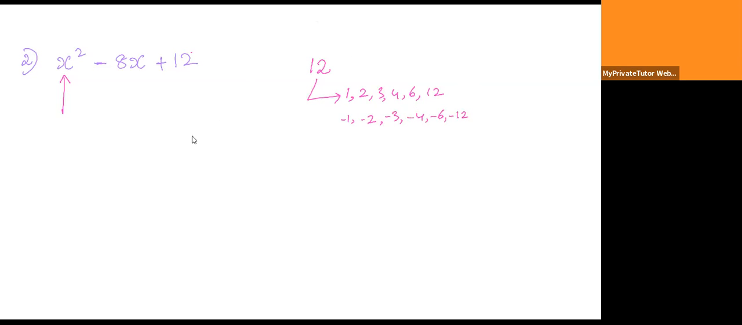2 and 6? You said 2 and 6. I'm just taking the values you said. 2 and 6. If you add, we'll get 8. If you multiply, you will get 12. But we need -8 here, Sultan. So we need to take -2 and -6, which is -8. If you multiply -2 and -6, we'll get +12. So that also satisfies. I hope you understand, Sultan? So directly we write the answer: x minus 2 and x minus 6. These two are the factors.